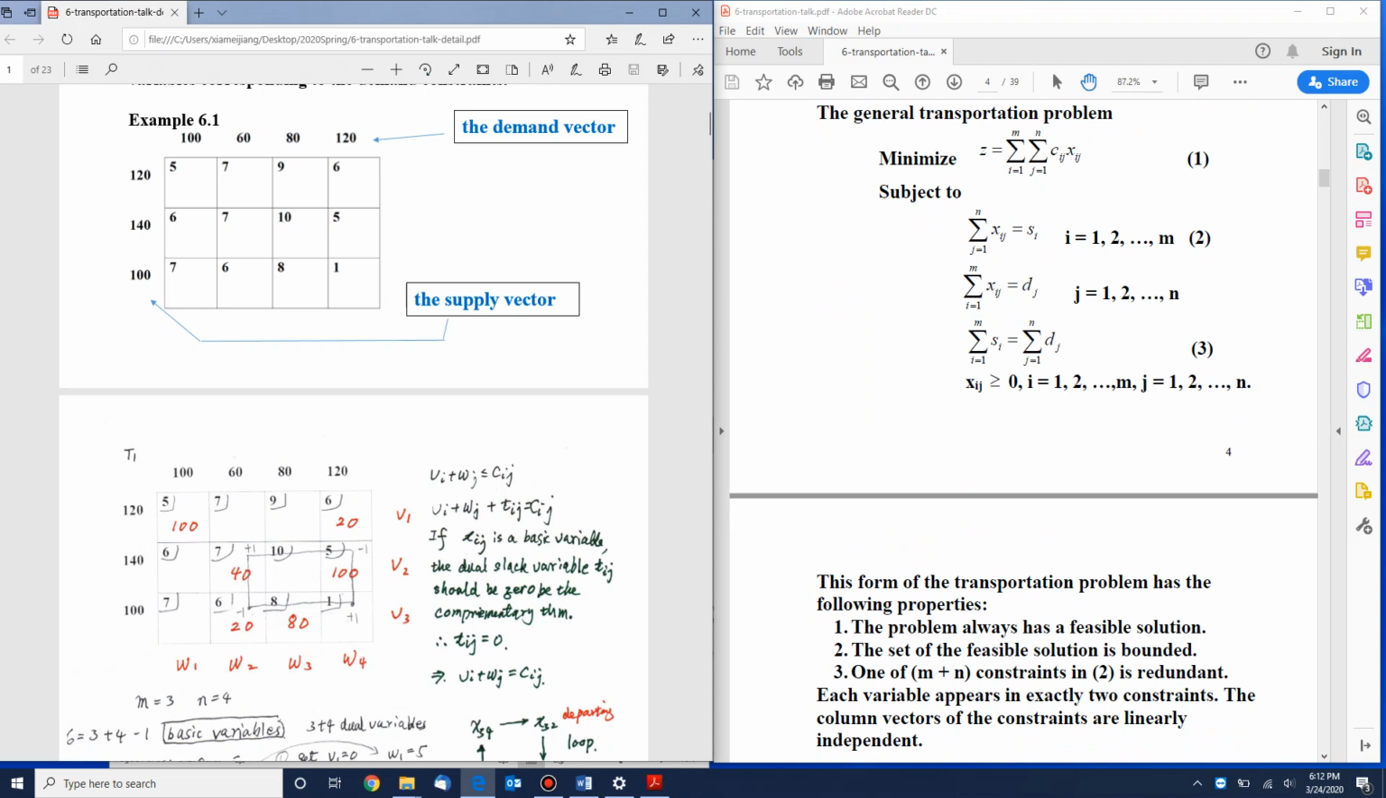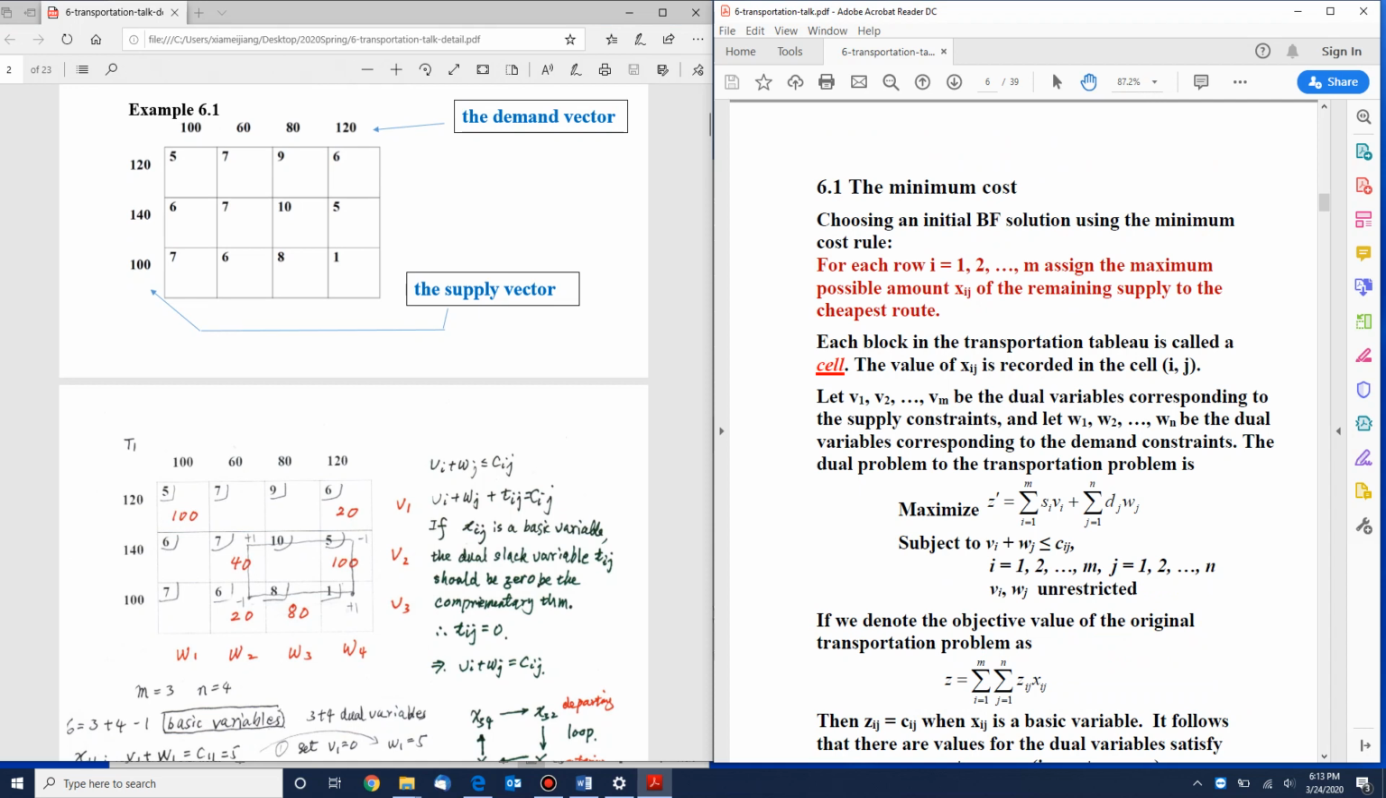In this way, we can also look at those variables, and you could find out each variable appears in exactly 2 constraints. And also, if you list the column vectors of the constraints, you could find out the column vectors are linearly independent. Now, how may we find the solutions for the transportation problem? We are not going to use those 12 variables and the dual simplex method to solve it.